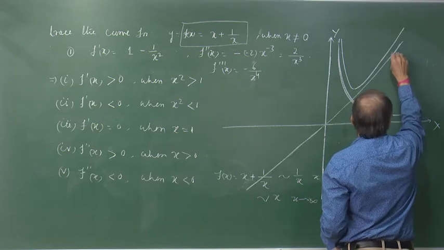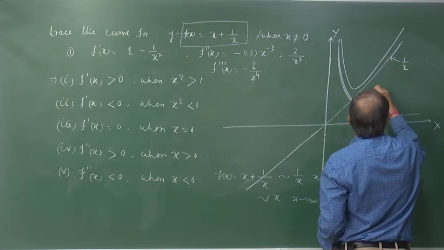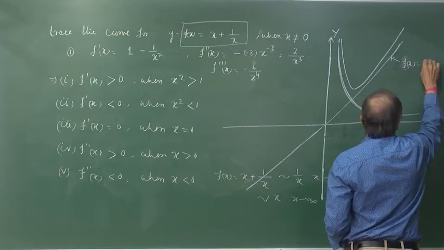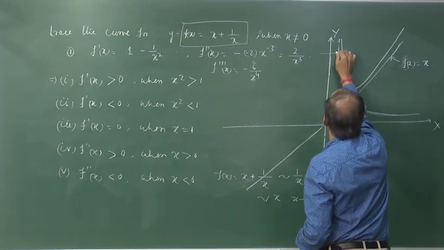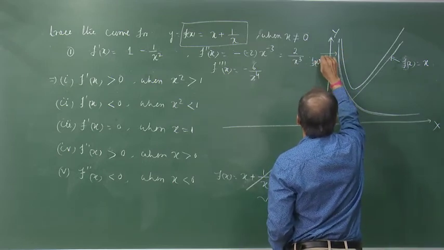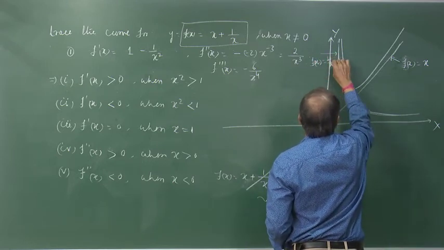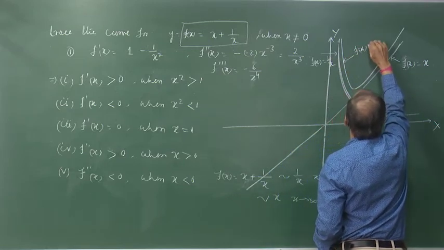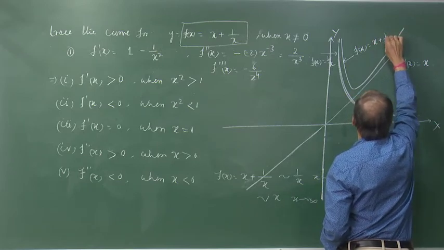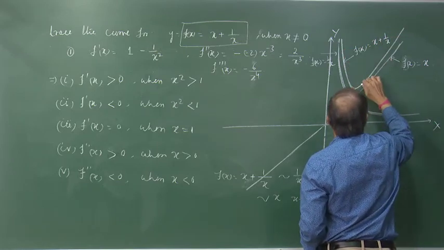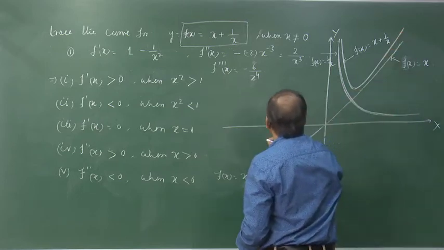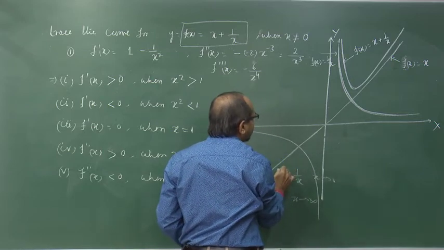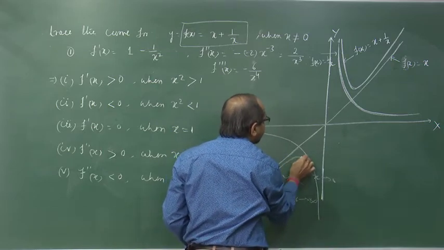This is our f of x is equal to x curve, this is f of x is equal to 1 by x curve, and this is our f of x is equal to x plus 1 by x. This is our curve in the first quadrant. Similarly, in the third quadrant, it will be like this. It is just symmetrical.